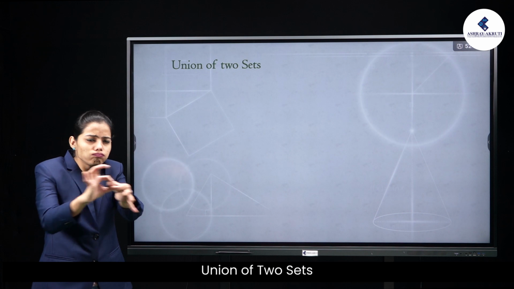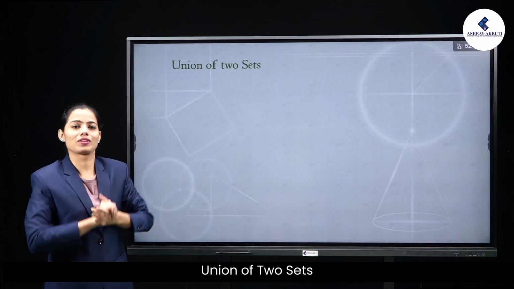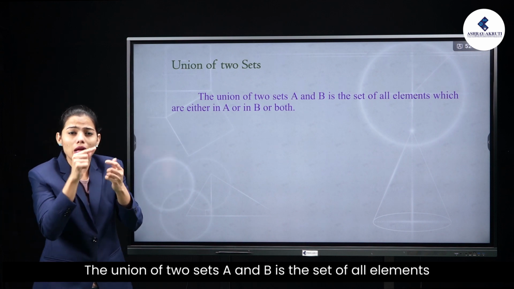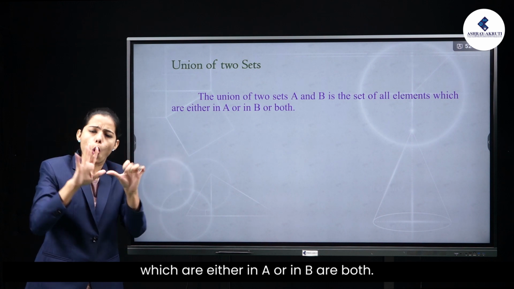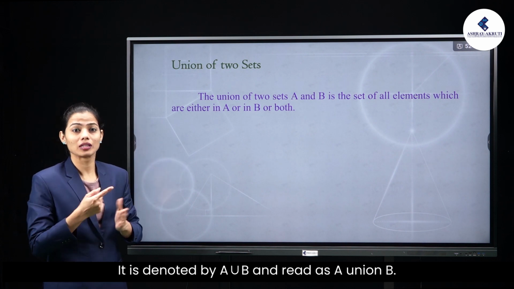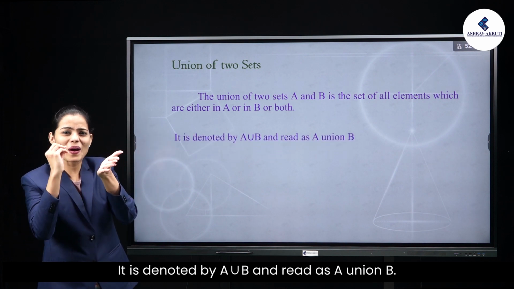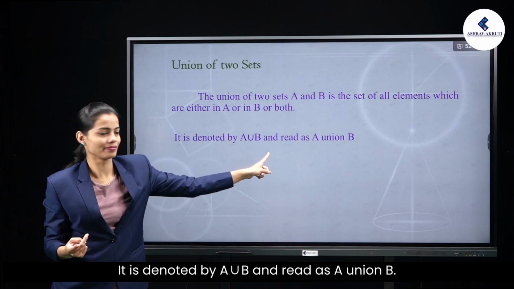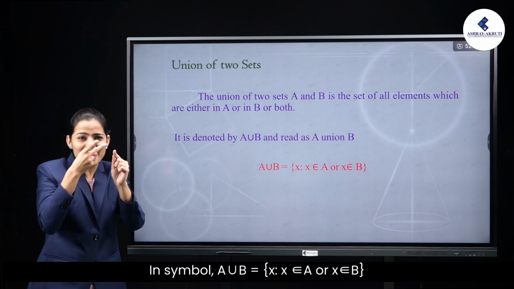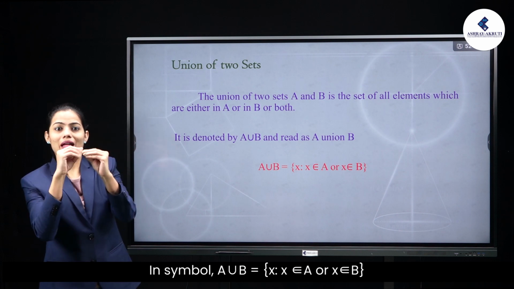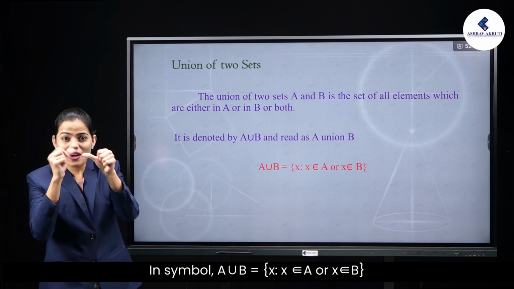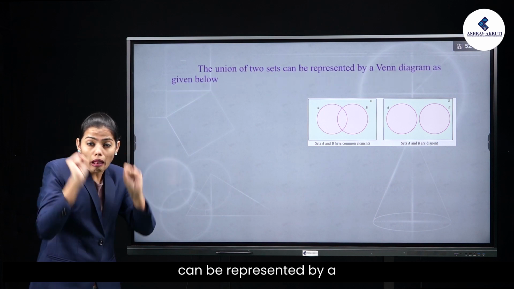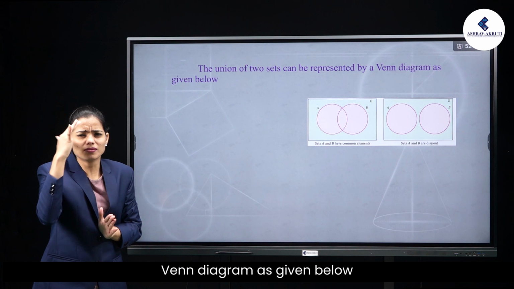Union of two sets. The union of two sets A and B is the set of all elements which are either in A or in B or both. It is denoted by A union B and read as A union B. In symbols, A union B = {x : x belongs to A or x belongs to B}. The union of two sets can be represented by a Venn diagram as given below.